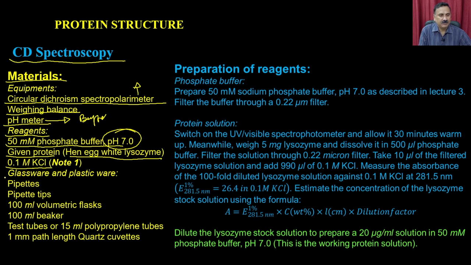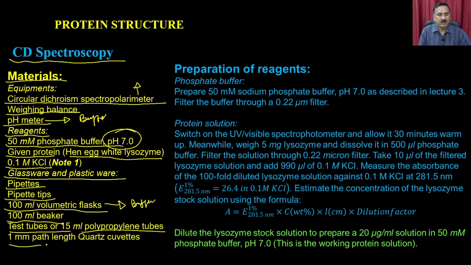You require different types of glassware and plasticware, such as pipette tips and a 100 ml volumetric flask, so that you can prepare the buffer. Then you require a 100 ml beaker, test tubes or 15 ml polypropylene tubes, and quartz cuvettes with a 1 mm path length.